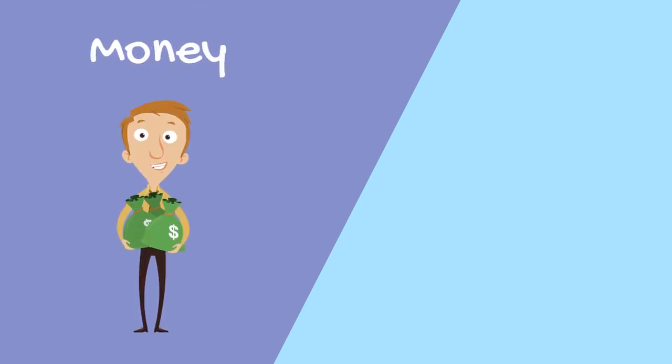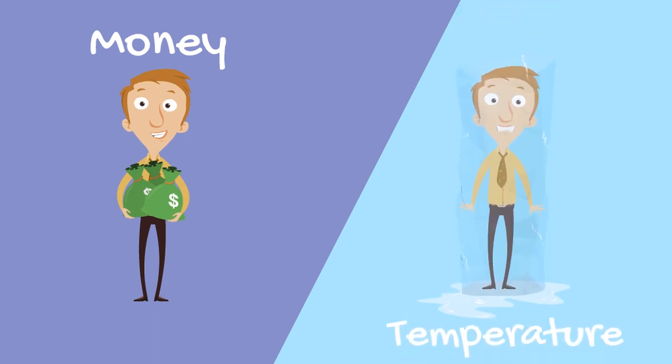So two places where we can see negative numbers in real life every day is in money and in temperature. Today we're going to take a closer look at temperature and see where we use negative numbers in that topic.